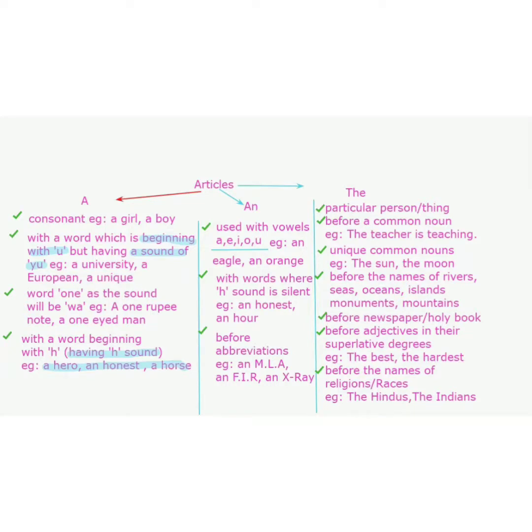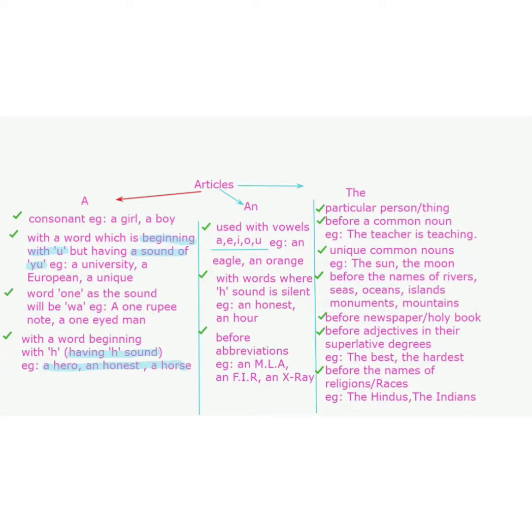Next one, whenever we use abbreviations. Now, abbreviations are short forms. We use an there. For example, listen to the word MLA. When I say MLA, the sound produced is M. You have the slight reference of the sound E, and E being a vowel, that is why we use an there and not a.